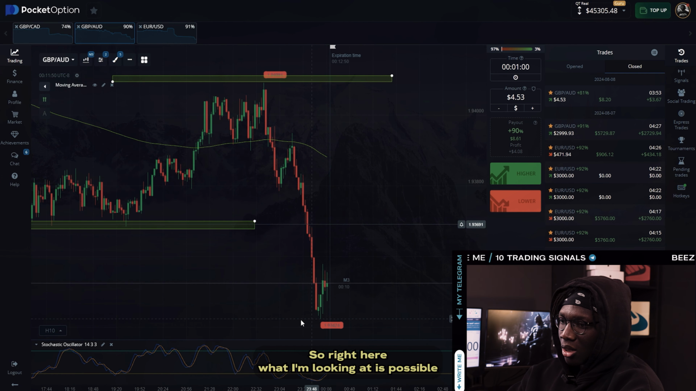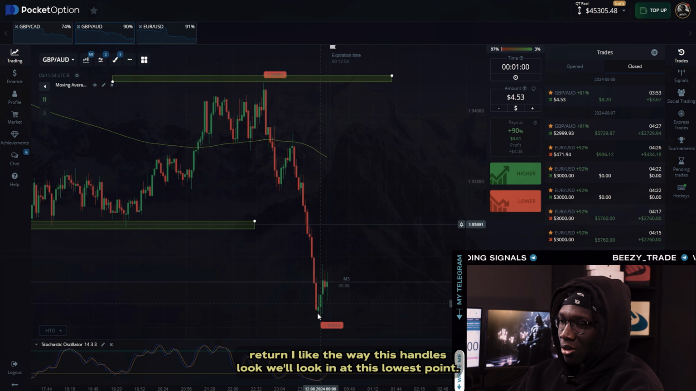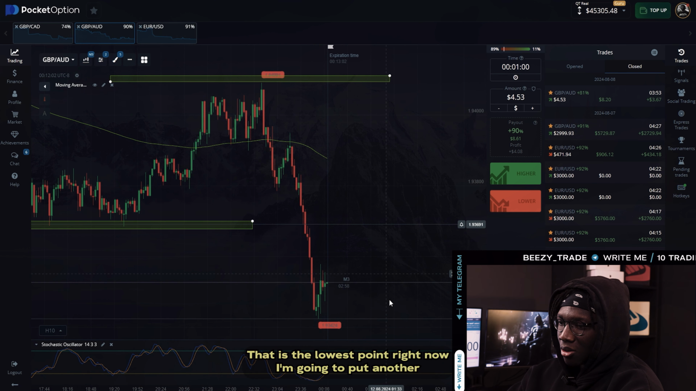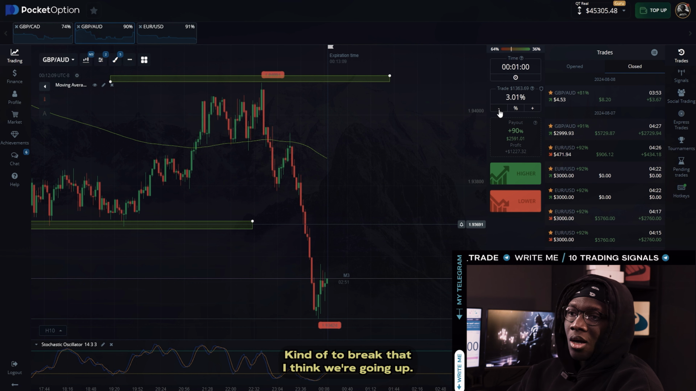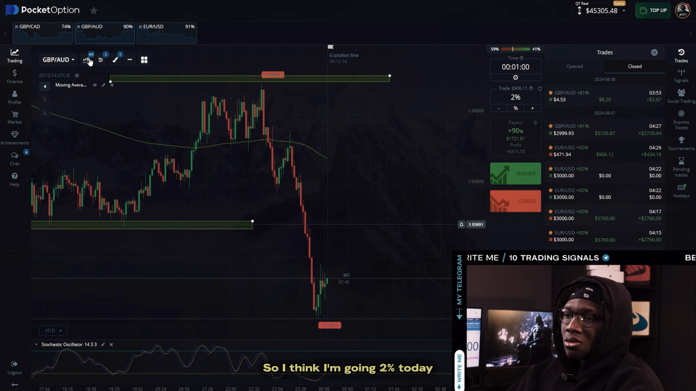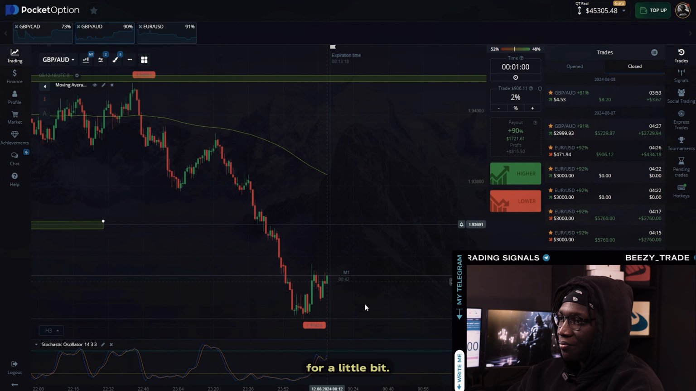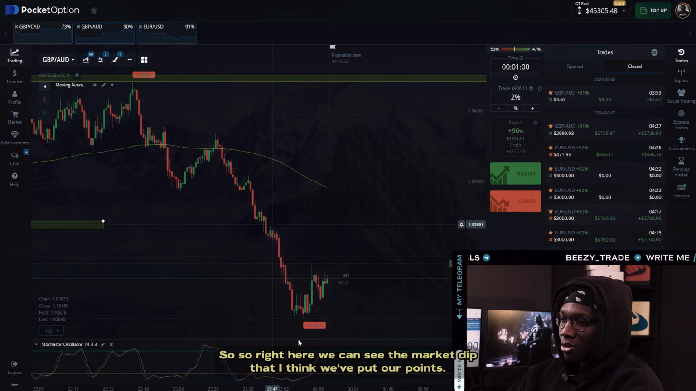So right here, what I'm looking at is possible return. I like the way these candles look. We're looking at the lowest point before today. That is the lowest point right now. I'm going to put another marker right here, kind of to break that. I think we're going up, so we're looking for a way that we can really take money on these funds. I think I'm going 2% today, feeling a little bit more, taking a little bit of a risk, if you feel me.